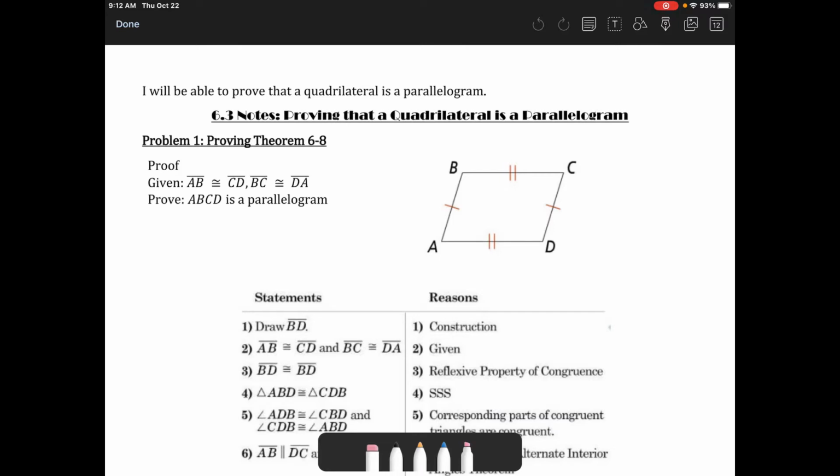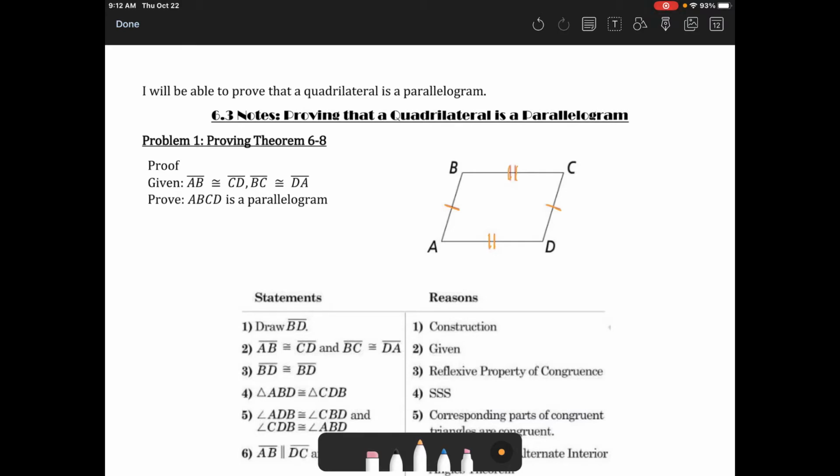So AB is congruent to CD. And then BC is congruent to DA. And so that is shown here with the markings.